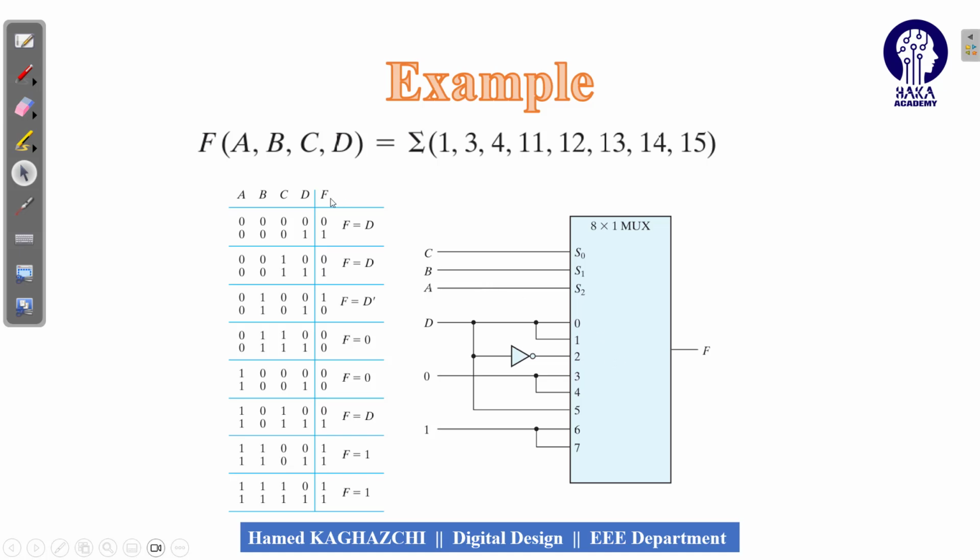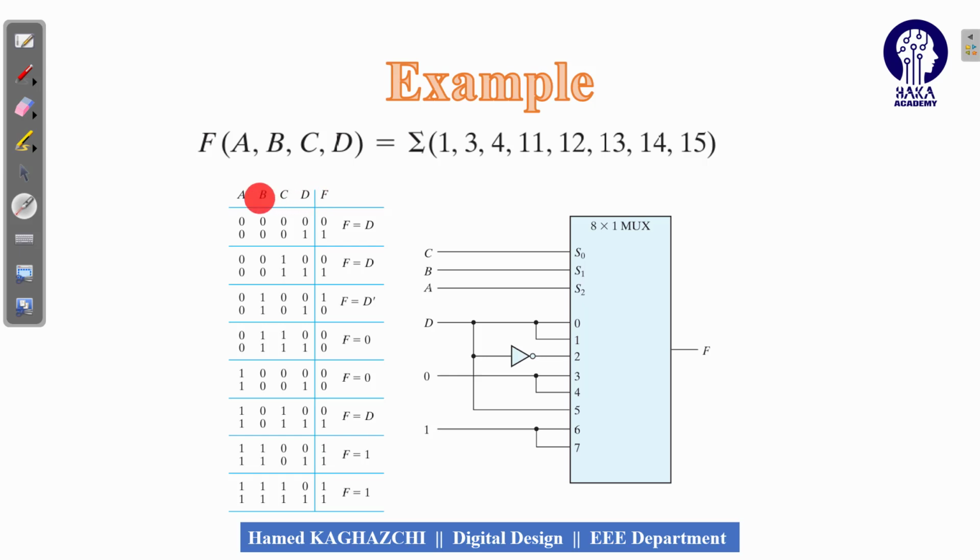Now suppose that we have something like this: F(A, B, C, D) is the summation of 1, 3, 4 up to 15. Again, because we have 4 variables, we have to write 0 up to 15, 16 possible combinations. And again, the last one is chosen for comparing with f.